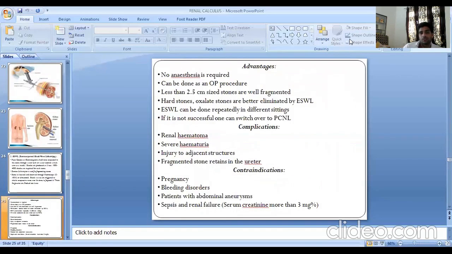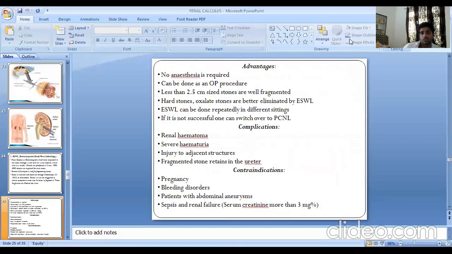Advantages, complications, contraindications, as you can see here. Advantages: no anesthesia required, can be done as an OPD procedure, for stones less than 2.5 centimeters in size. Stones are well fragmented. Hard stones or gray stones are better eliminated by ESWL. ESWL can be done repeatedly in different settings. If it is not successful, one can switch over to PCNL.